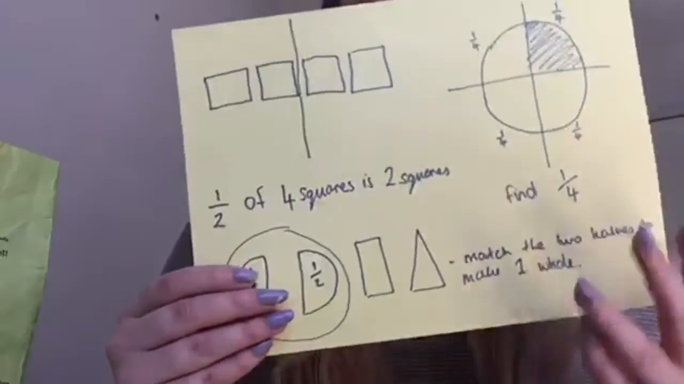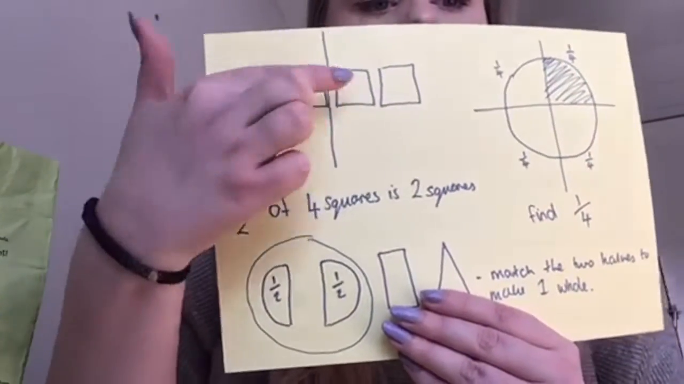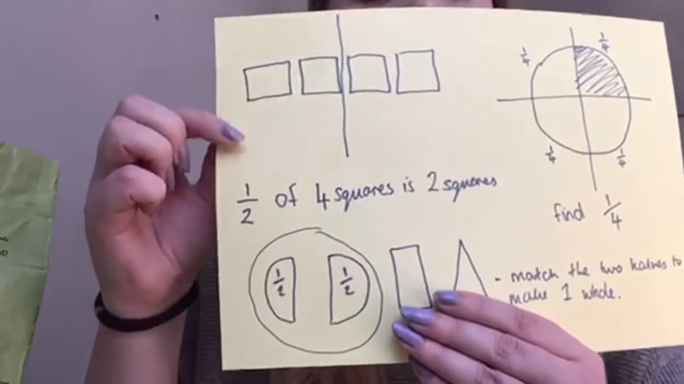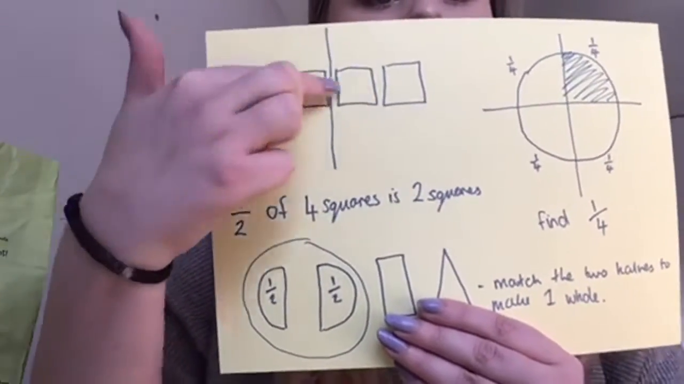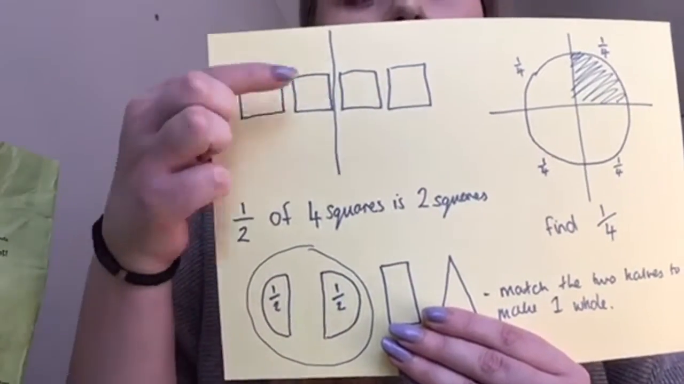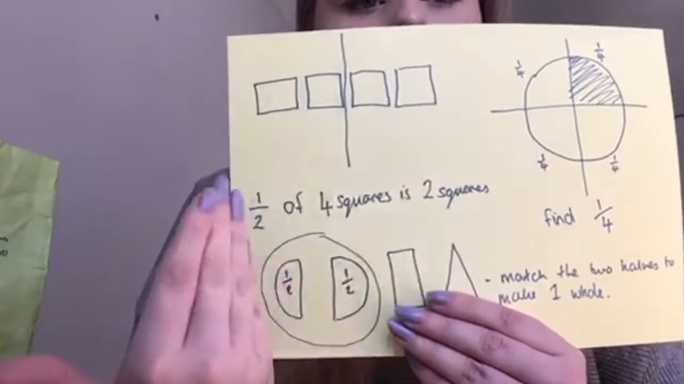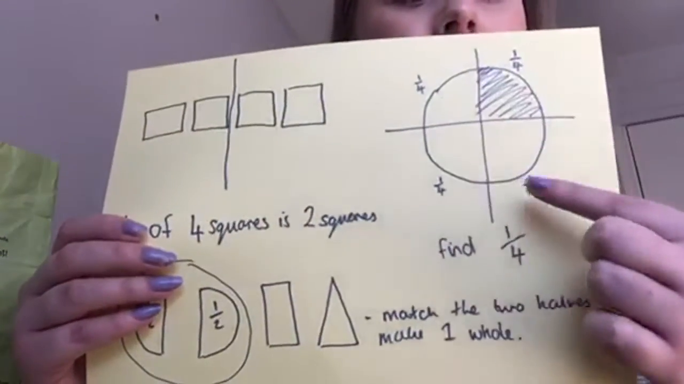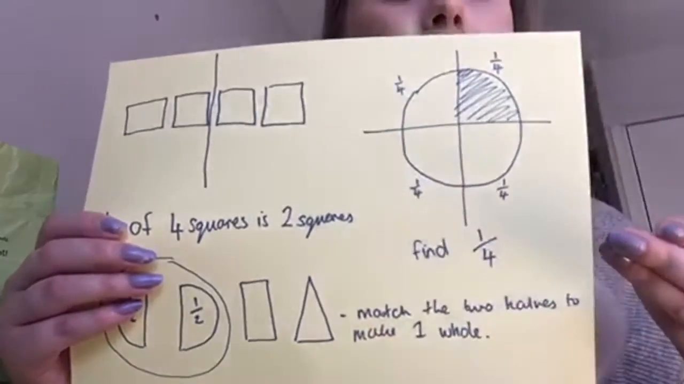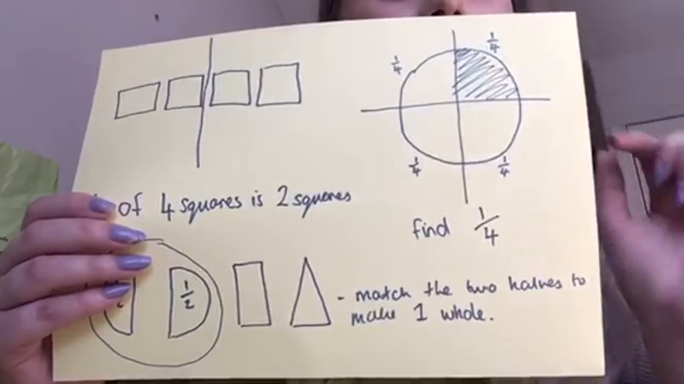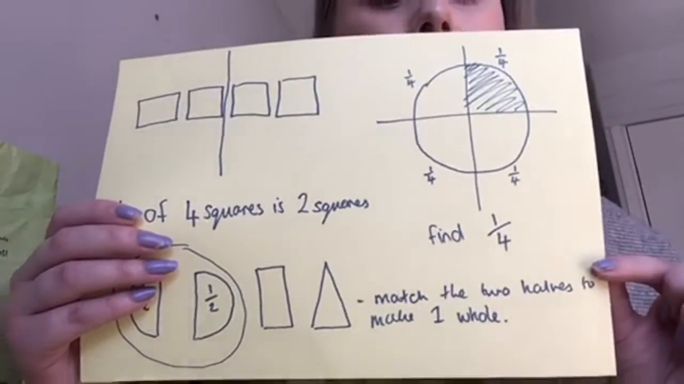So if we look here, we have 4 squares here, and the question was, can you find half of these squares? So if we look, there is 4. So the children would know that 2 of these squares is half of 4. We would then look at finding a quarter. Now this is an example of how we would find it of an object, for example a circle. So the children would colour in 1 quarter.